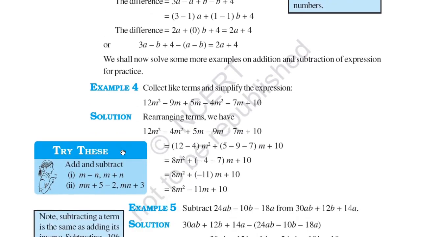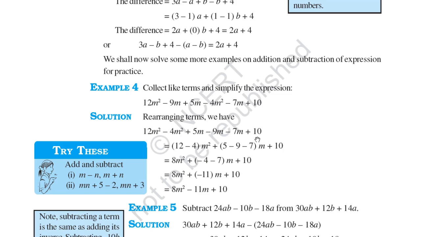So here is example number 4. Collect like terms and simplify the expression: 12m square minus 9m plus 5m minus 4m square minus 7m plus 10. There are two m square terms, m has 3 terms, and 10 will remain as it is. So we will first take m square together: 12 and 4 are m square terms, 5, 9 and 7 are the terms of m, and plus 10.